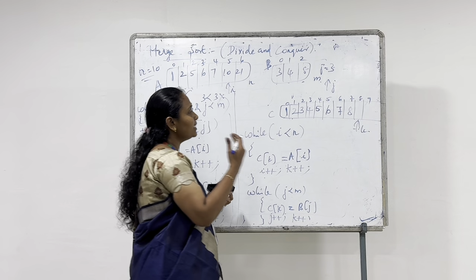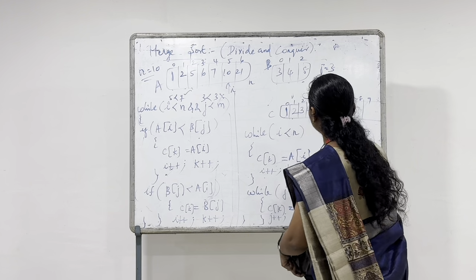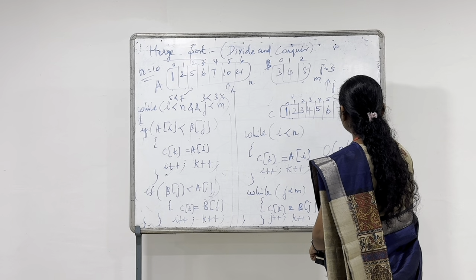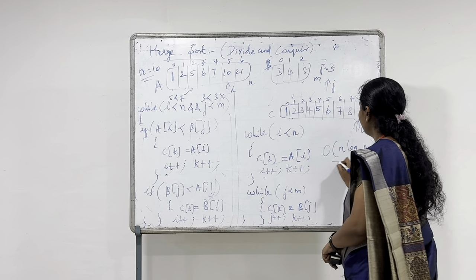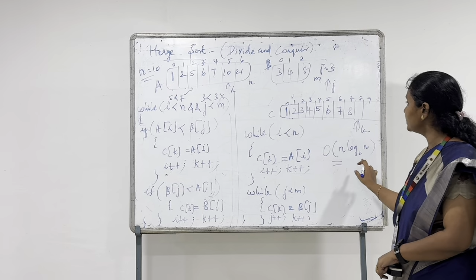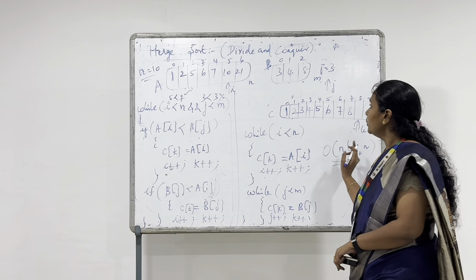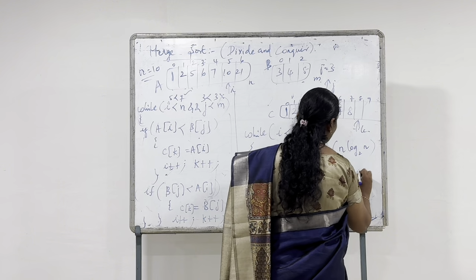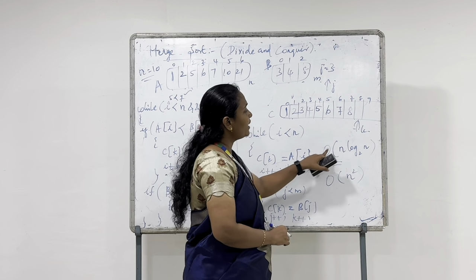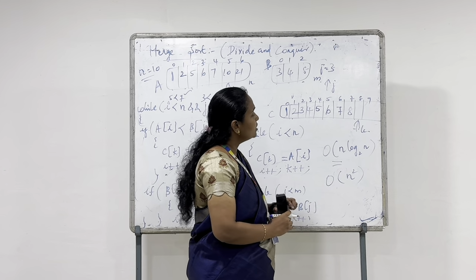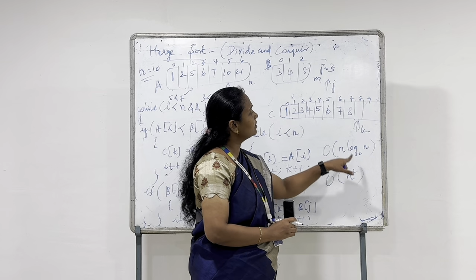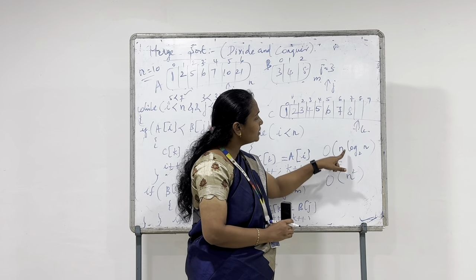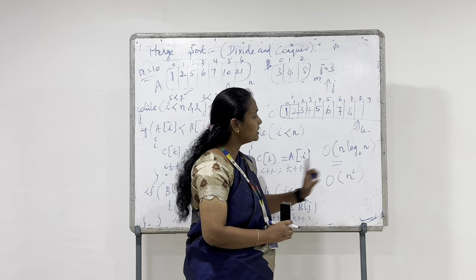And the time complexity of this merge sort algorithm is big O of n log n. Whereas the time complexity of selection sort is big O of n square. Big O of n log n and big O of n square. So compared to n square, this n log n has a lesser value. Compared to n square, n log n is better.